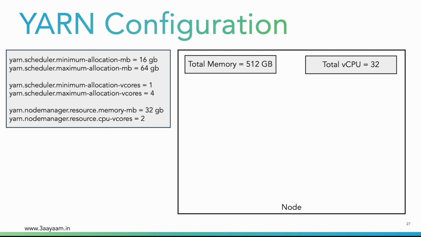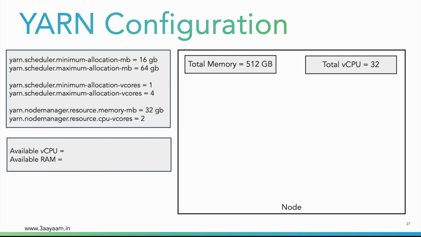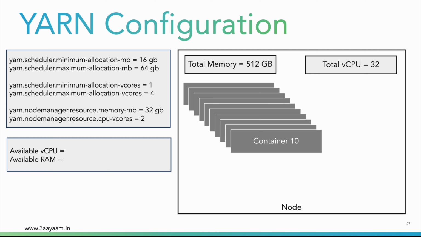Let's say you are running a MapReduce application which needs 10 containers. So we'll track the available CPU and available RAM here. And because all the memory and CPU are available in this particular node, all those containers would be started in this node. So from container 1 to container 10, all would be running. Now, as you already know, the amount of memory for each container is 32 GB and the amount of CPU that each container has is 2. So the available vCPU is 32 minus 20, which is 12, and the available RAM is 512 minus 320, which is 192 GB. Now let's say another Spark application comes which needs 10 containers.